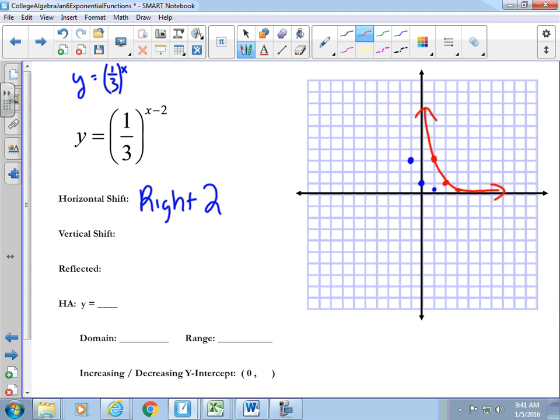Is there a shift up or down? No. There's no shift out here. So no vertical shift. Is it reflected over anything? Not from 1/3, right? Now it does look like a reflection at 3 to the x, but there's no negatives anywhere. So it's not a reflection. What is the horizontal asymptote? Or a better question is, did it move? No. So what's the original horizontal asymptote?